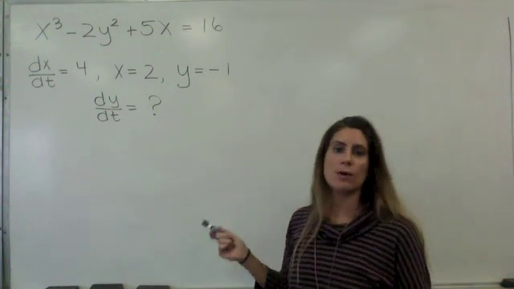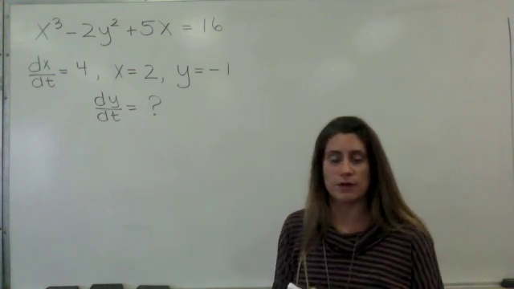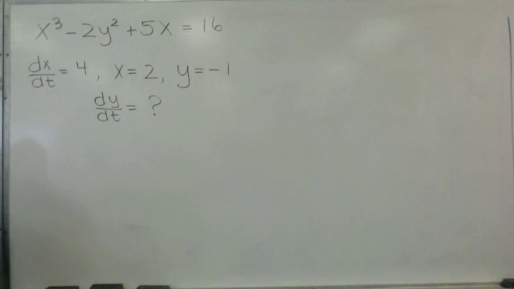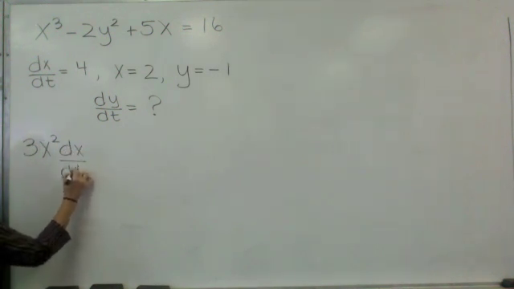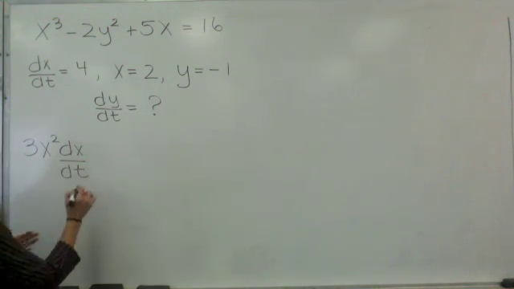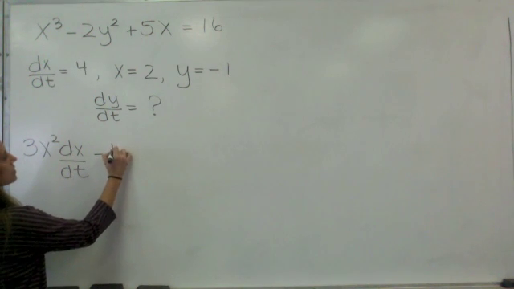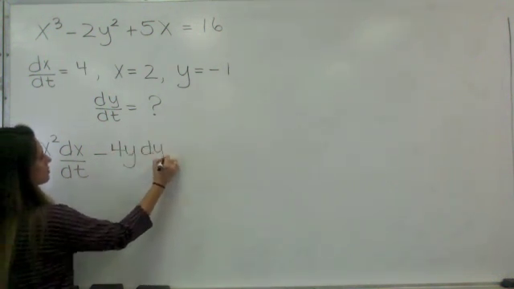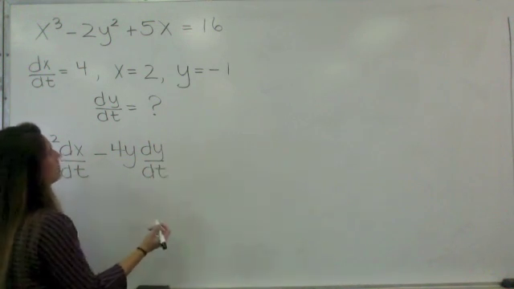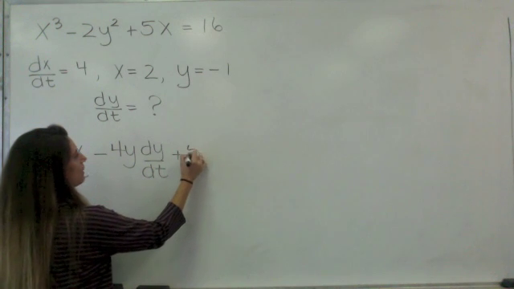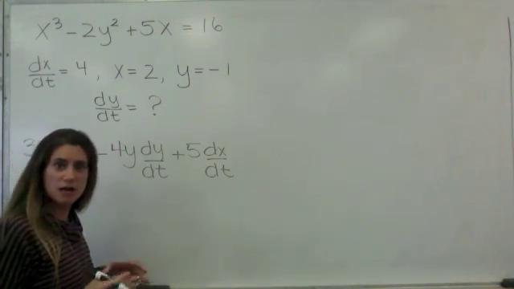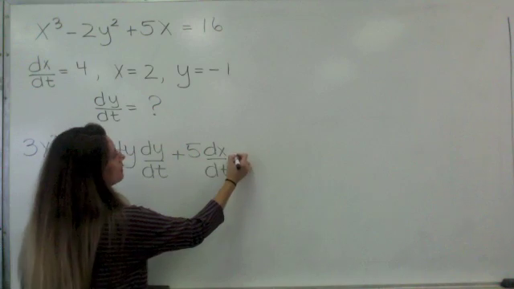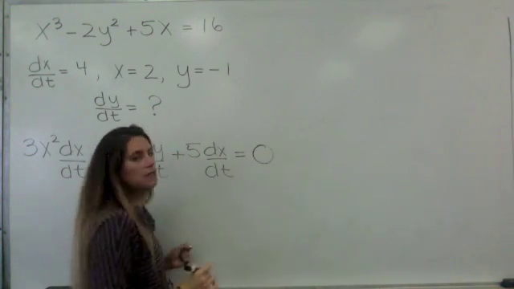So I'll go ahead and do what we did in the implicit section and take the derivative of each term. When I take the derivative of x cubed, I'll get 3x squared. Then I need the derivative of x with respect to t. So that's the dx dt part. Now we'll move on to the next term. Minus 4y times the derivative of y with respect to t. The next term, plus 5 dx over dt. Derivative of 5x is 5, stick a dx over dt on the end. Equals the derivative of 16 is 0.